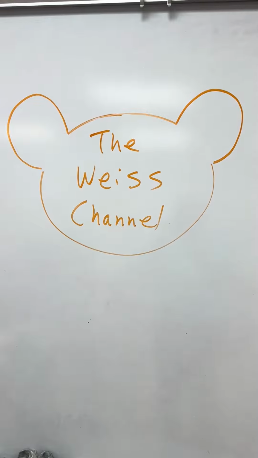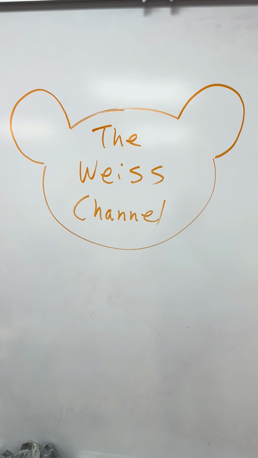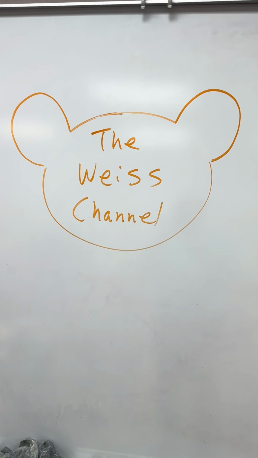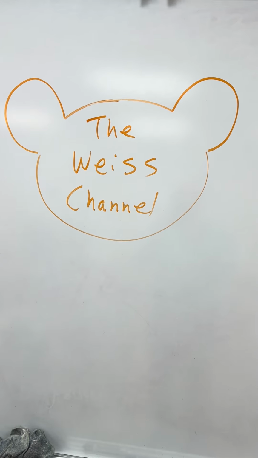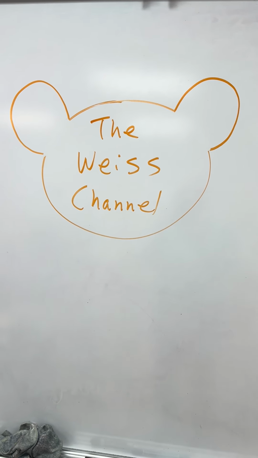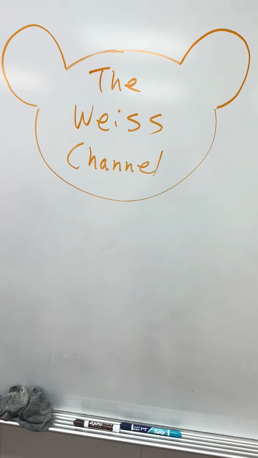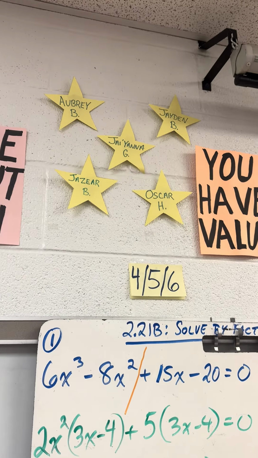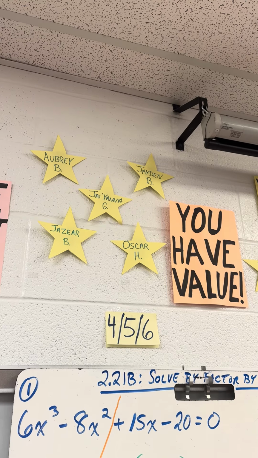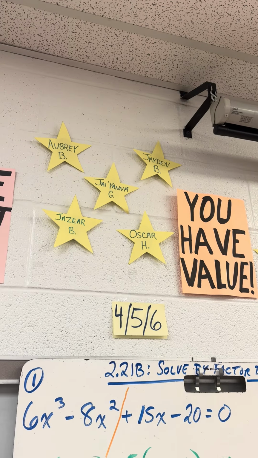Today we are solving using factoring by grouping. Now, I've shown you in another video how to factor by grouping, but I didn't solve by using factor by grouping. So we're going to take it one more step here. For example, you have 6x to the third minus 8x squared plus 15x minus 20 equals 0.